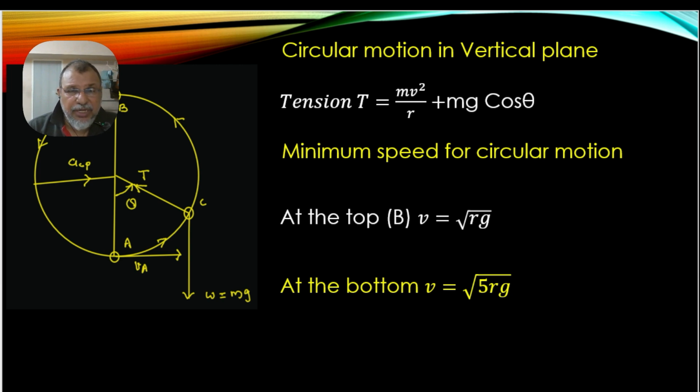Now we will see the minimum speed required to keep the body moving in a circular path. At the top point B, the minimum speed to keep the body moving in a circle is given by v equals square root of Rg. Similarly, at the bottom, the minimum speed required to keep the body moving in the circular path is given by v equals square root of 5Rg.